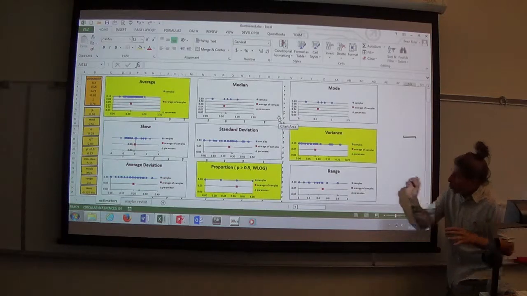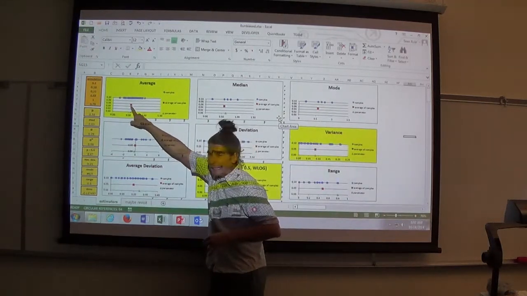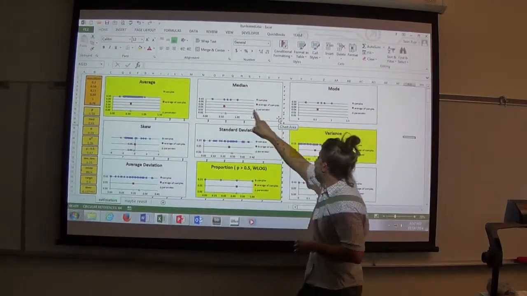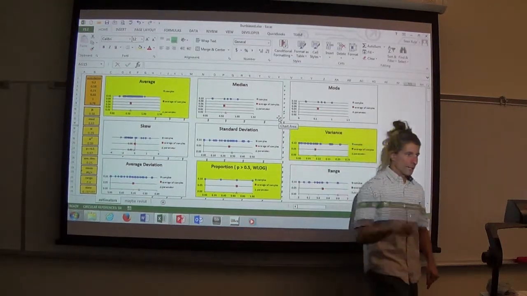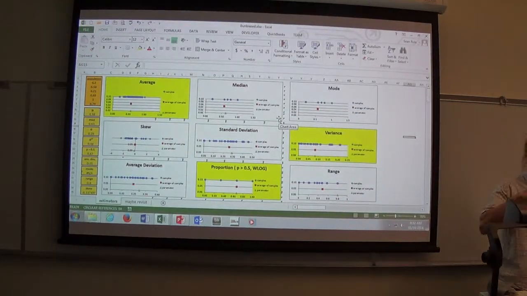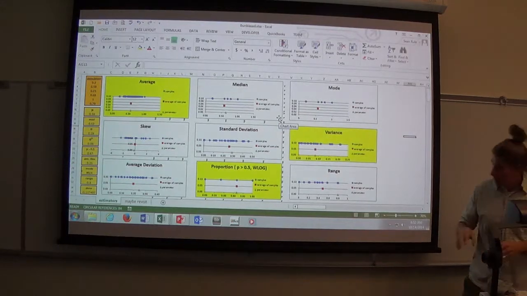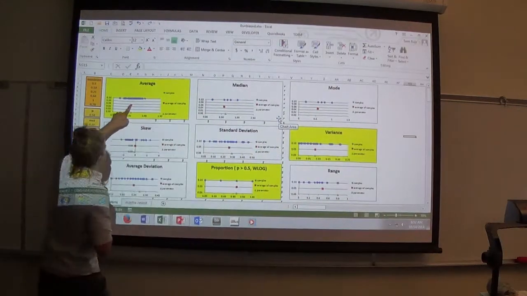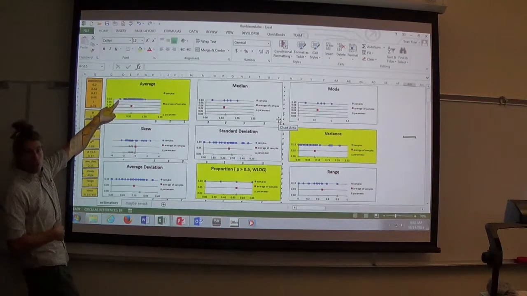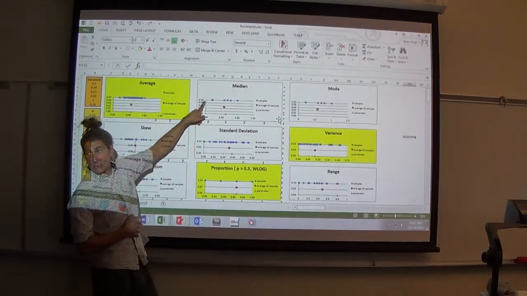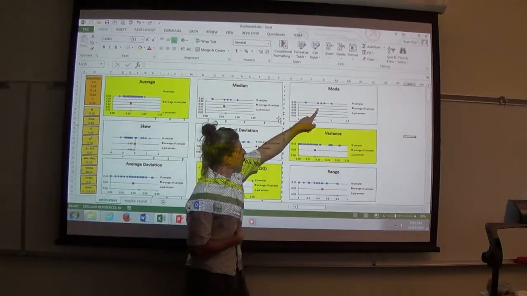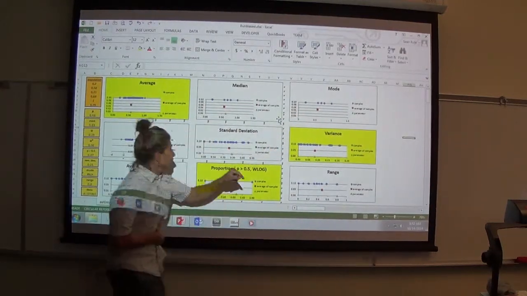Now, what does the red square indicate? The average of the samples. The average of the sample statistics. So this red square here is the average of all the sample averages. This red square here is the average of all the sample medians. This red square here is the average of all the sample modes.